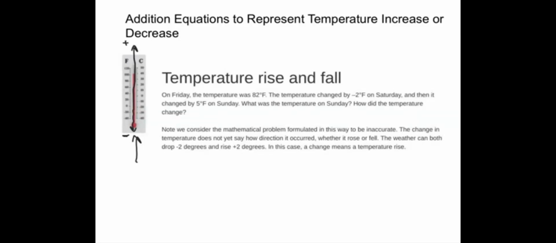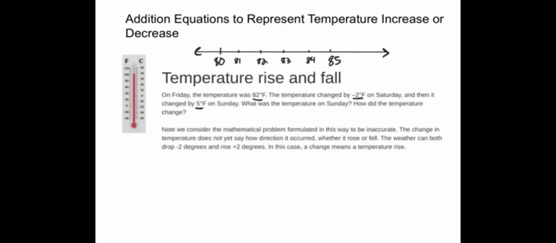Let's look at an example where on Friday, the temperature was 82 degrees. That temperature changed by negative 2 on Saturday, so we'd say that we added negative 2 on Saturday. And then it changed again by 5 degrees on Sunday, so then we added 5 degrees on Sunday. What was the temperature on Sunday and how did that temperature change? Let's put it on a number line.